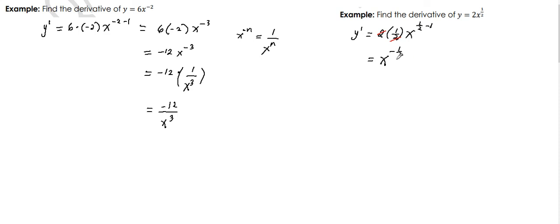Since this is a negative power, sabi natin sa ating law of exponent, i-transform natin ang ating term na to para maging positive ang ating exponent. So, magiging 1 over x raised to 1/2. O kaya naman, pwede natin sabihin 1 over square root of x. So, parehas lang silang dalawa.